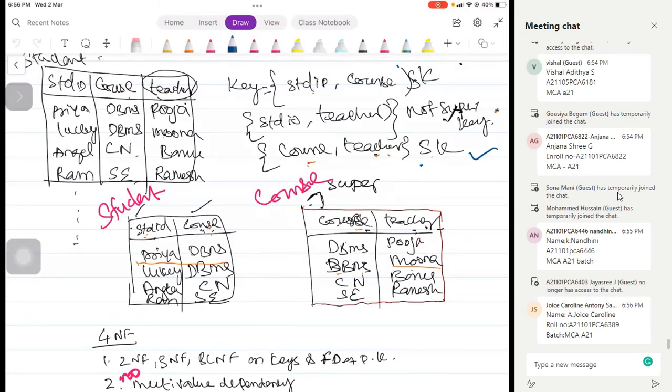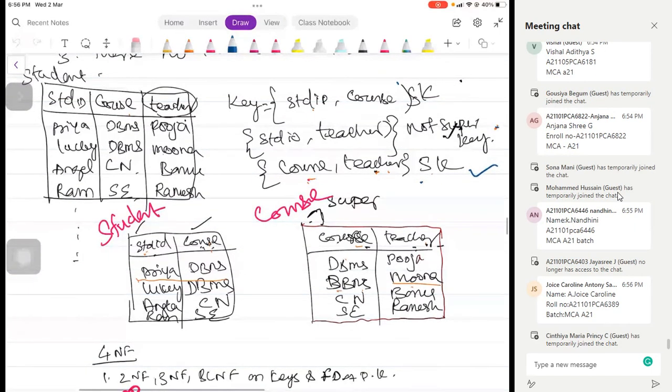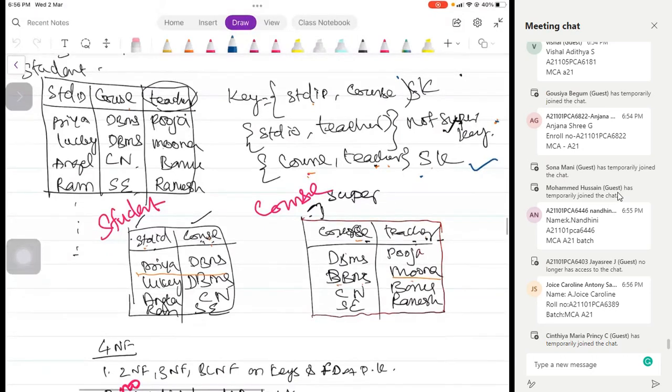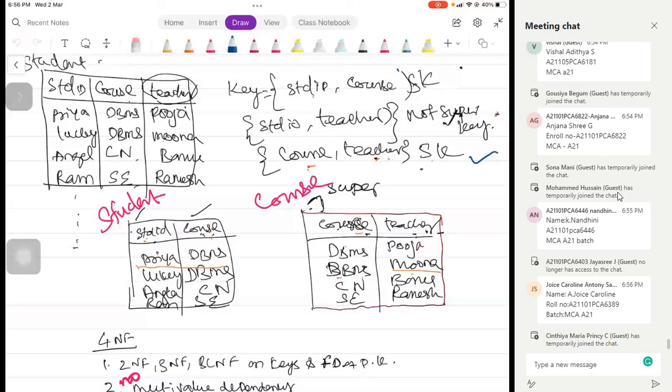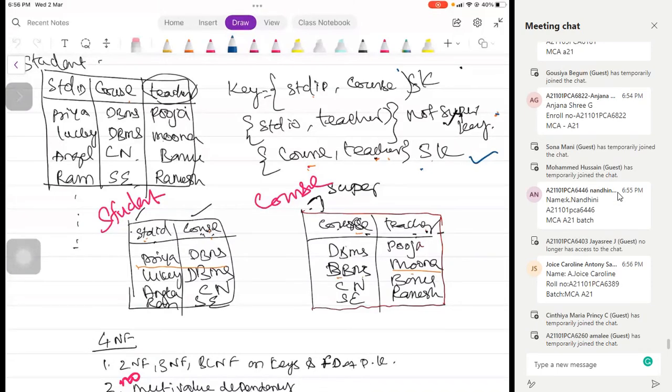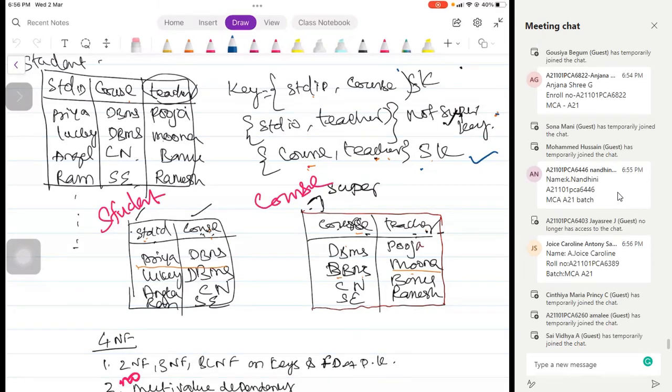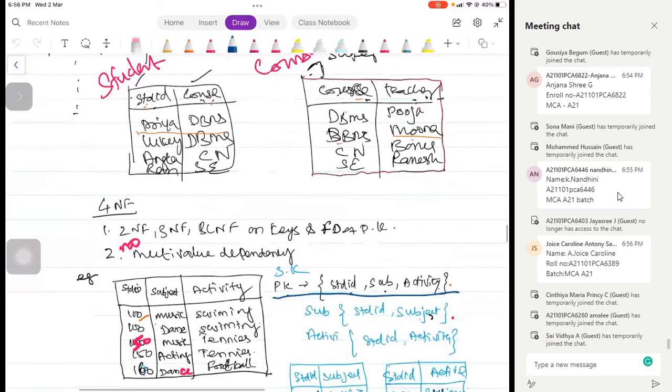Understood? Here, this relation may be split into student ID and course, and course and teacher. Are you understood? So how it will be split into two tables by using Boyce-Codd normal form. It has no transitive dependency, as well as it should be functionally dependent, and it should be a super key. Course and teacher, you should mention, then only you can access that one. This is Boyce-Codd normal form.